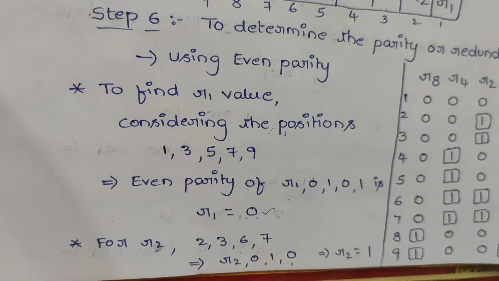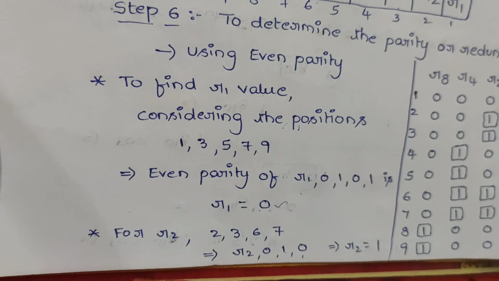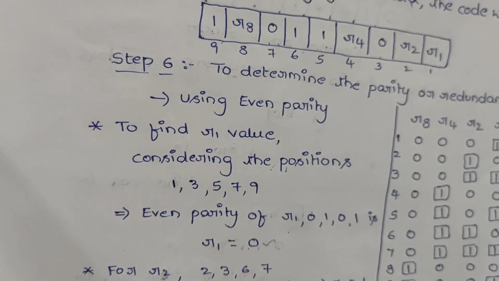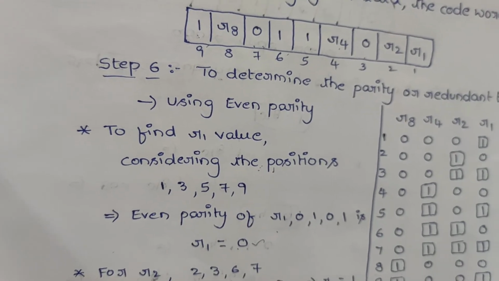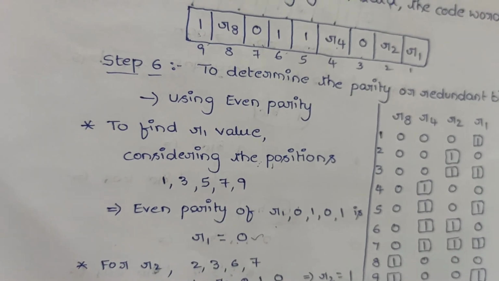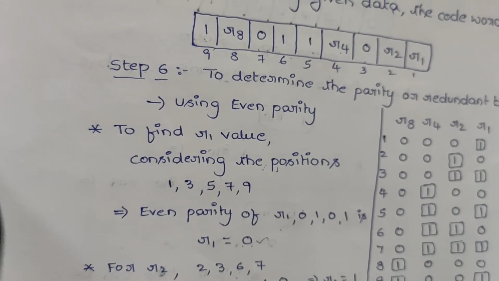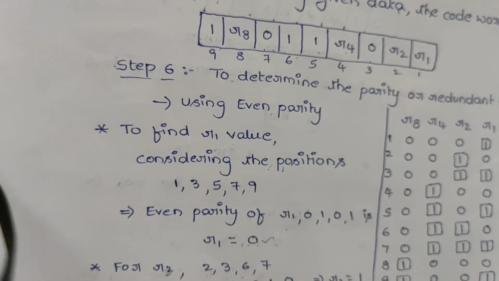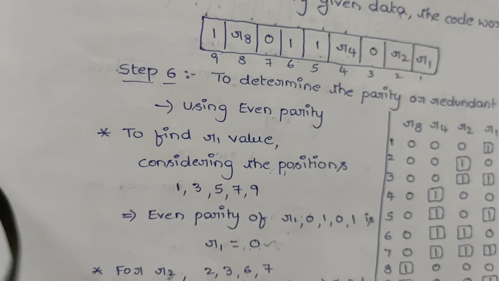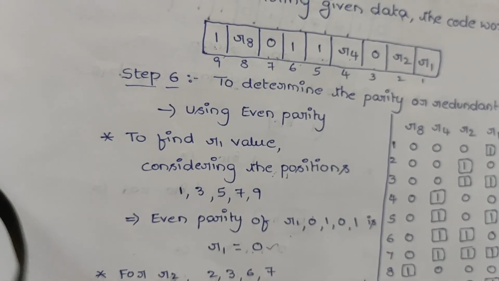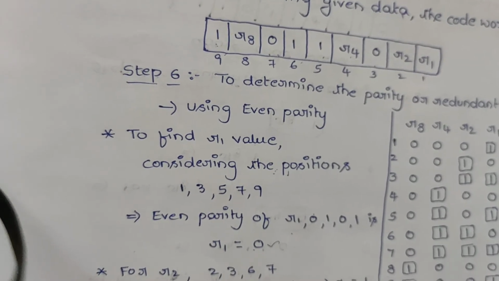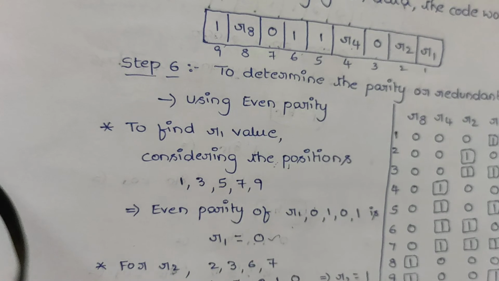So to find the R1 value, consider the positions 1, 3, 5, 7 and 9. Now replace the position values with data according to the code word. So, even parity of R1. In the first position we have the R1 value, in the third position we have 0, in the fifth position the bit value is 1, in the sixth position the bit value is 1. So we need to consider 1, 3, 5, 7, 9. According to those positions the values are R1, 0, 1, 0, 1.